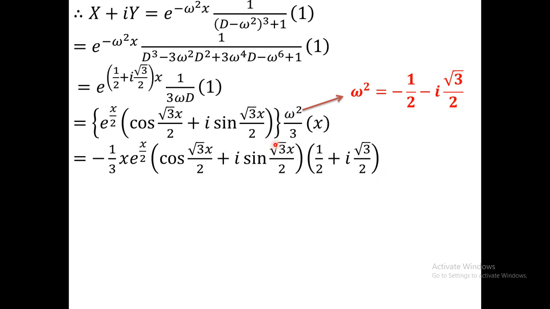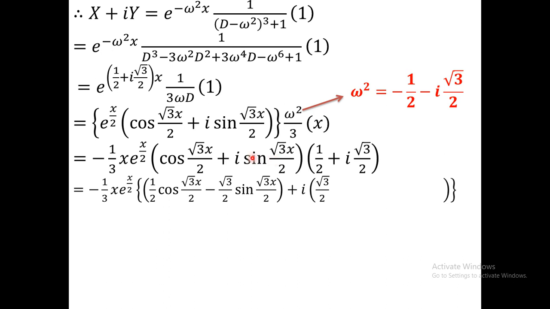Now we multiply it and divide it into real and imaginary parts. If you divide this, the real part will be half cos root 3x minus root 3 by 2 sin root 3x. This is the real part. The imaginary part will be half cos root 3x plus half, the imaginary part will be root 3 by 2 cos x, and here half sin root 3 by 2 x.